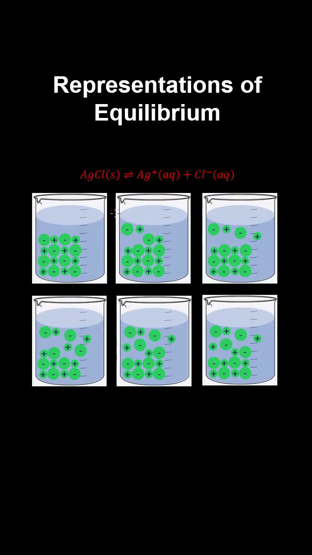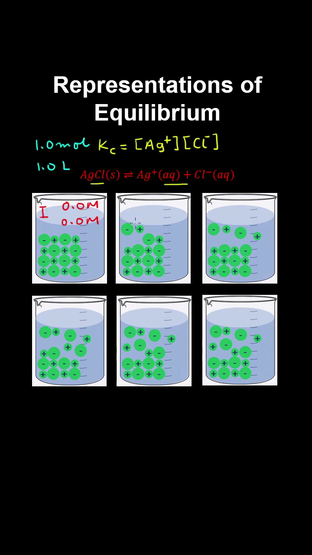Let's use this particulate level representation to represent the concentrations of the reactant and product particles before and after equilibrium is established for this dissolution and precipitation reaction. And here we can write the equilibrium constant, and here we'll take each particle as representing 1 mole, and the solution we'll take as 1 liter. So initially, our concentrations of each ion in this solution are 0. And then after some time, we have 1 mole of each ion dissolving. So our concentrations of the silver and chloride ions are 1 molar.